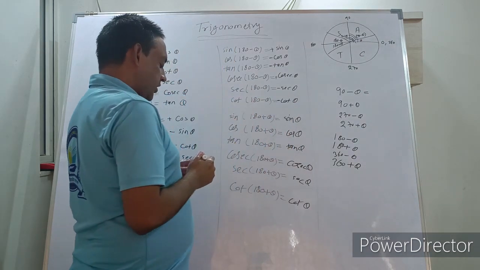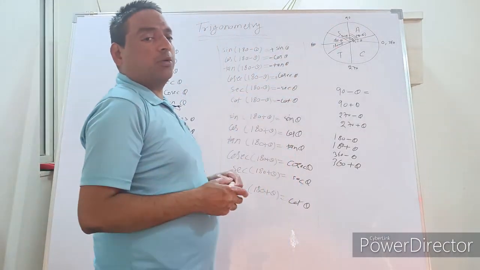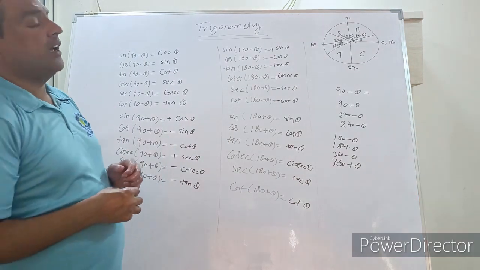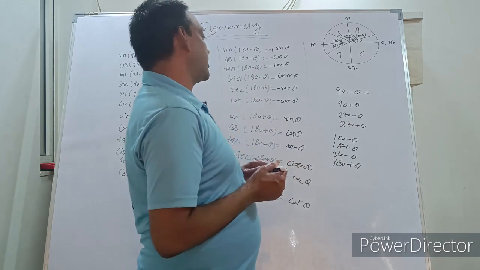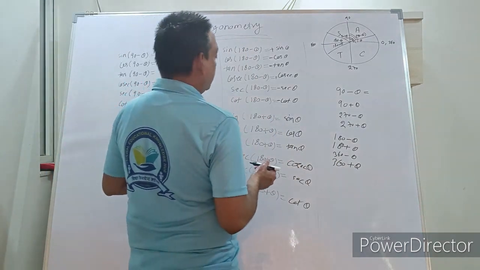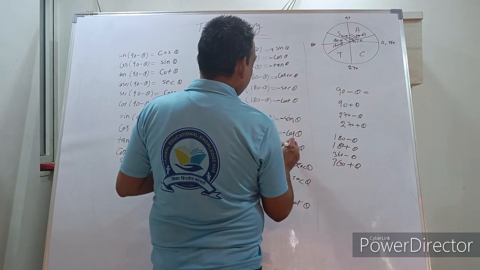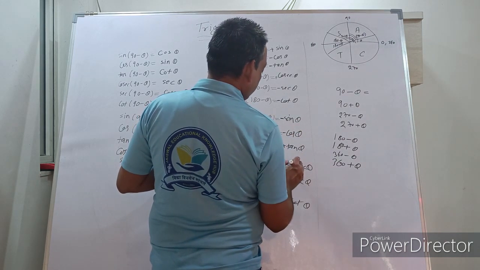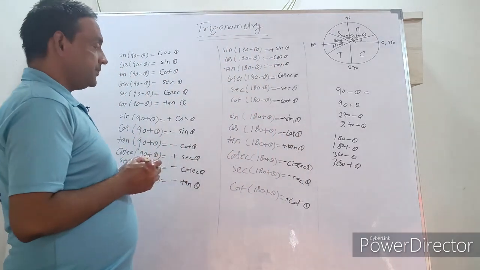Now 180 plus lies in the third quadrant. In the third quadrant, what is positive? Tan, and tan's reciprocal, that is cot. So tan and cot are positive, and everything else is negative. So this will be negative, this is also negative, this is positive, this is negative, this is negative, and this is positive. Simple it is.